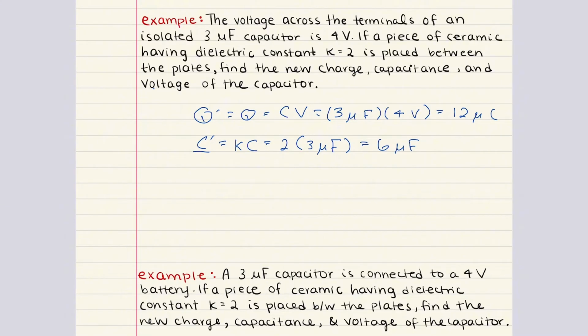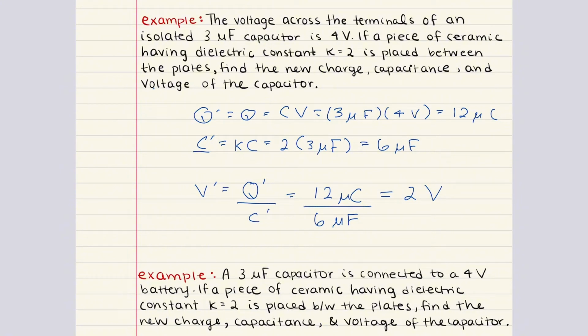Now last, we want to calculate the new voltage of the capacitor after we've introduced this dielectric material. The new voltage can be calculated by using the charge and the capacitance. This voltage is equal to charge divided by capacitance, specifically the new charge divided by the new capacitance. This is equal to 12 microcoulombs divided by 6 microfarad. And this gives us a new voltage that's equal to 2 volts.